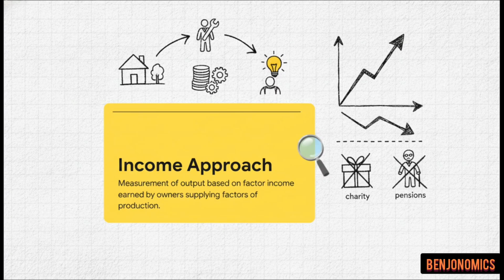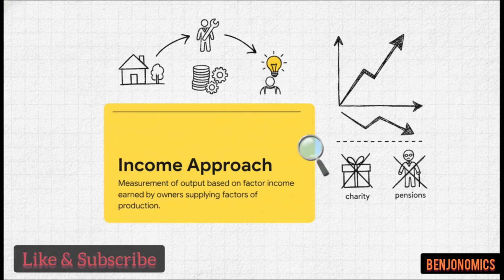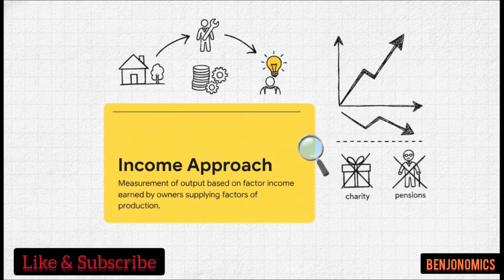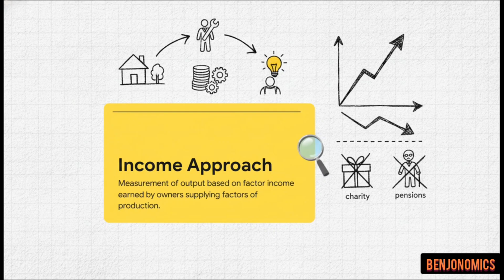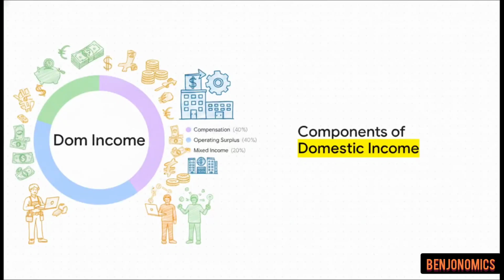The absolutely crucial point to remember here is that we only count earned income. We are looking for new value addition in the economy. We completely ignore unearned income. Things like charity or pensions, those are just transfers of existing money, not the creation of new wealth, so they don't make the cut. To calculate our domestic income, picture a giant pie made of 3 main slices.